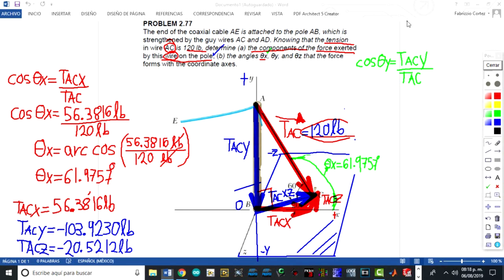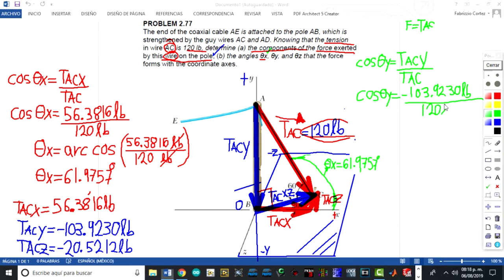The book says that TAC is F. It's the same. So we can say that cosine of theta y will be the y component of the vector AC, that will be this value we already calculated from the last exercise. It will be minus 103.9230 pounds divided by the magnitude of the vector, that will be 120 pounds.